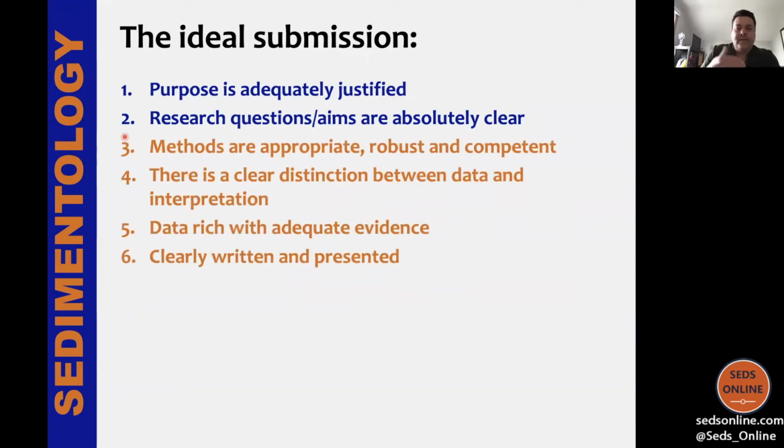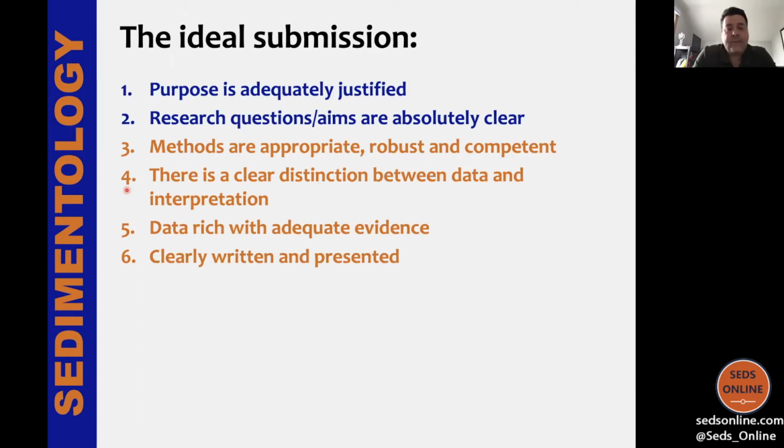Thinking in terms of the body of the manuscript or the paper, are the methods appropriate? Are they robust? Are they competent? Is there a clear distinction between data and interpretation? This point is incredibly important. We want to keep our descriptions, for example, of lithofacies completely separate from their interpretations so that the reader themselves can determine the quality of the interpretation separate from the data.